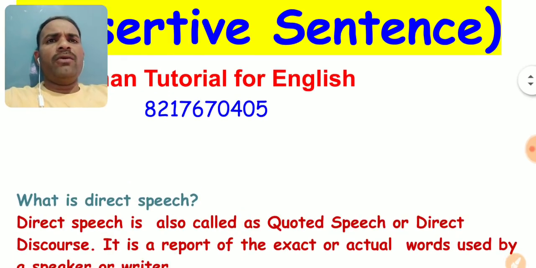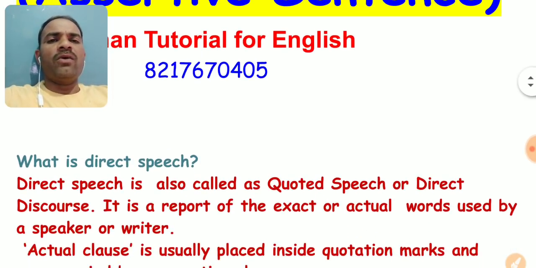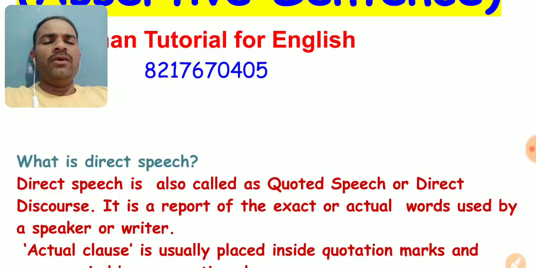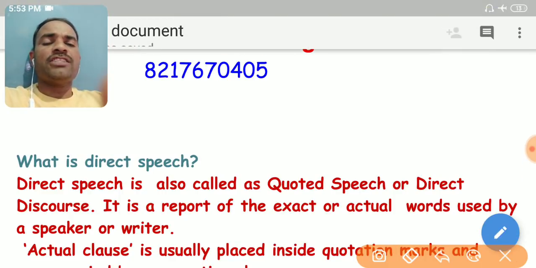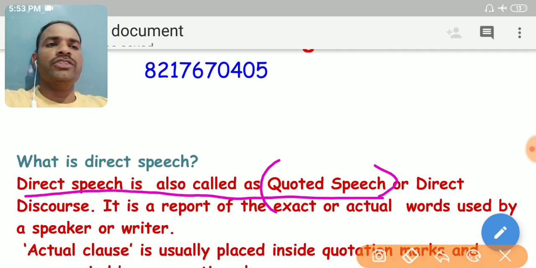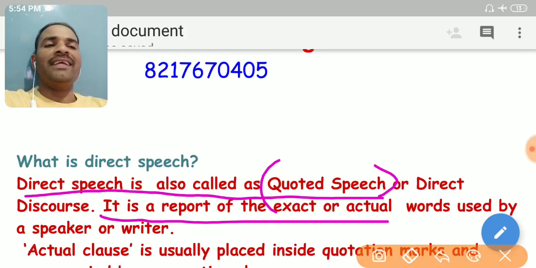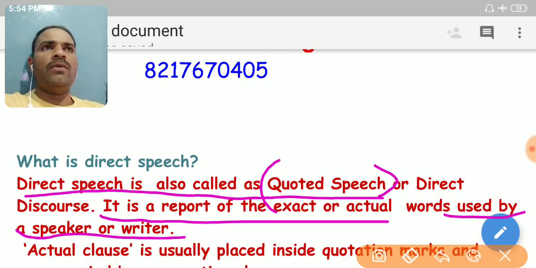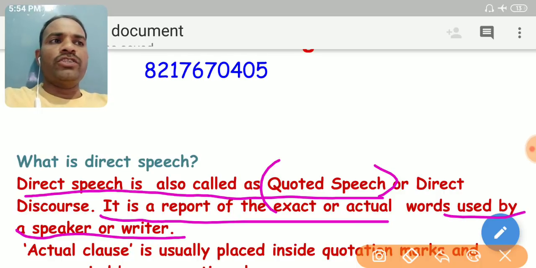My dear friends, before we learn how to convert from direct into indirect speech, first of all, we must understand what is direct speech and what is indirect speech. So, first of all, we are going to learn what is direct speech. See here, direct speech is also called quoted speech, direct discourse, direct narration. At the same time, it's a report of the exact words used by a speaker or writer. It's a report of actual words. What are the words a speaker uses? Same words are quoted. In such a report, we can call it direct speech, my dear friends.